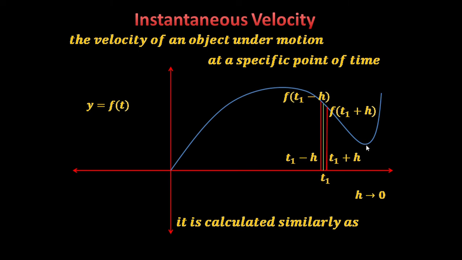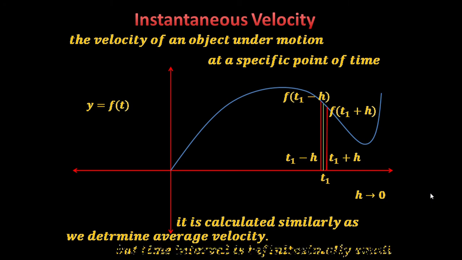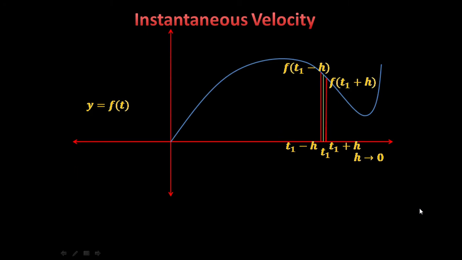Now, to calculate instantaneous velocity, as I discussed, it is calculated similarly to how we determine average velocity, but the time interval is infinitesimally small. The difference between t1 minus h and t1 is very small, and similarly for t1 plus h and t1. They are very close to each other. So that is why it is written here, the time interval is infinitesimally small. Then how can we calculate this instantaneous velocity?